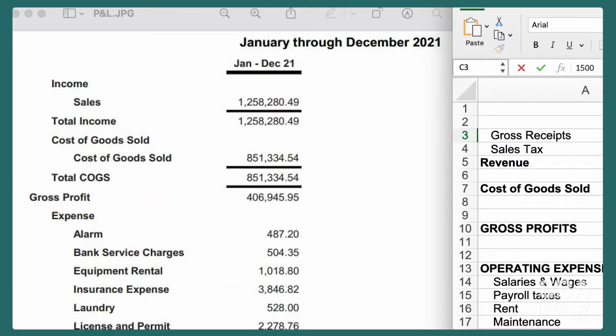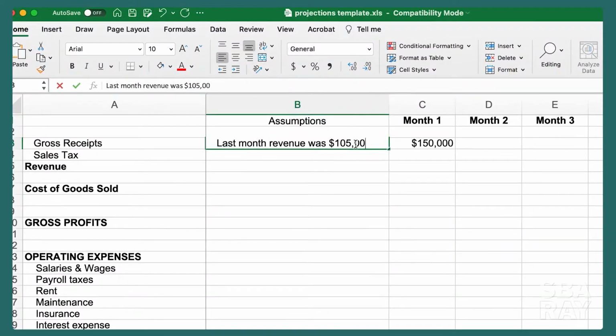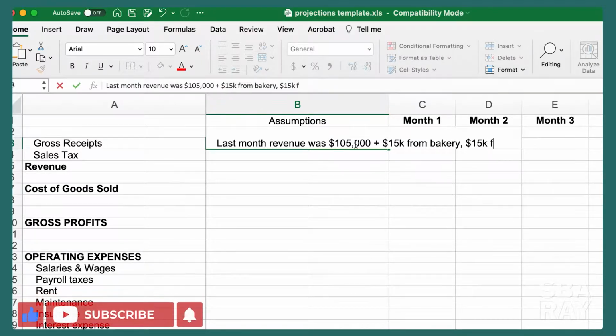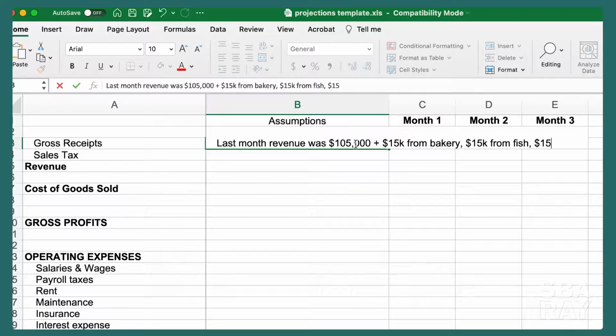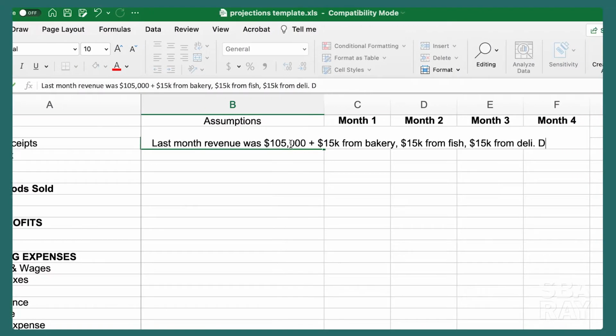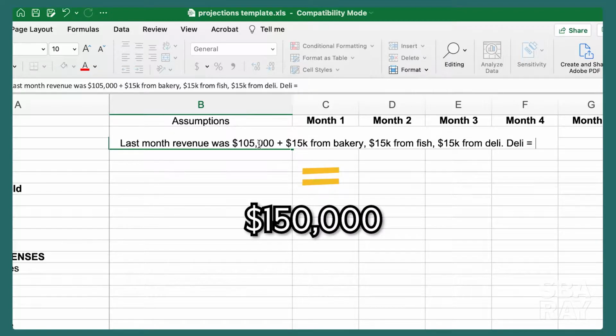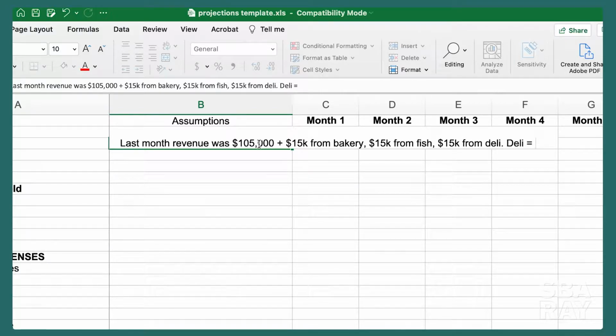The first thing I'm going to do is pull up last year's profit and loss statement. So last year I did over $1.25 million in revenue. Last month I did $105,000 in revenue, and adding a deli, a bakery, and a fish department is going to add a total of $45,000 in monthly revenue to the store. And so I'm going to start generating $150,000 a month starting in month 1. Now I need to show you how I got to that number.